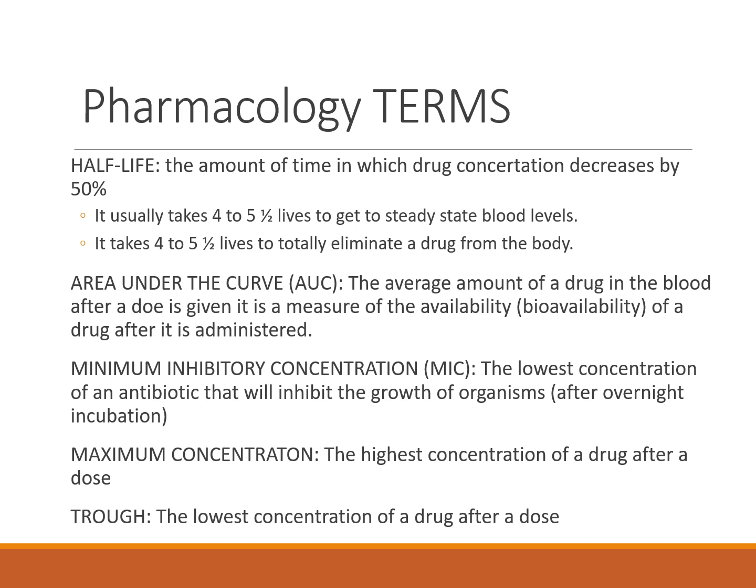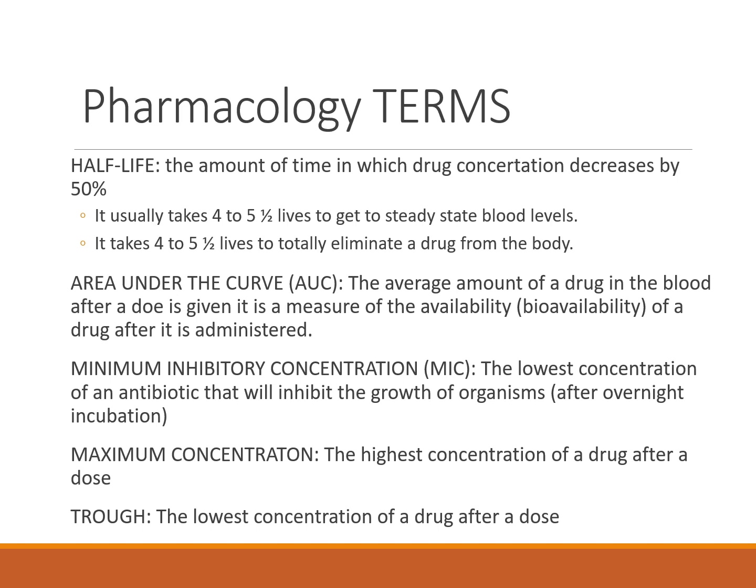Area under the curve, AUC: the average amount of a drug in the blood after a dose is given. Forgive the spelling errors on here. It is a measure of the availability, the bioavailability, of a drug after it is administered.